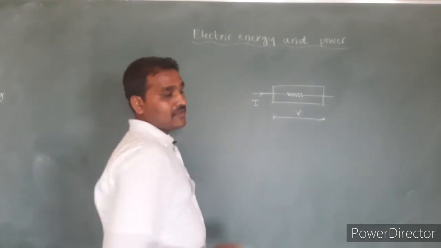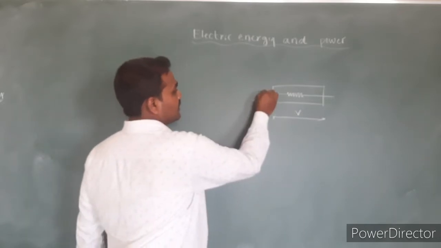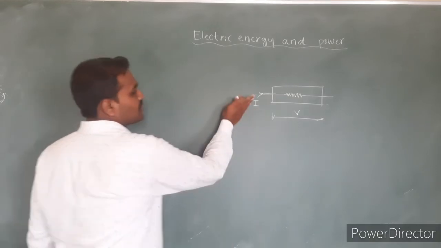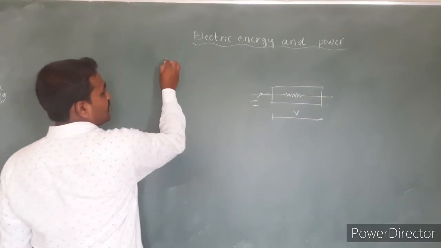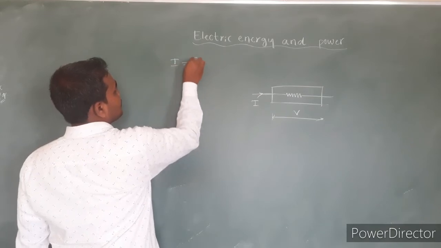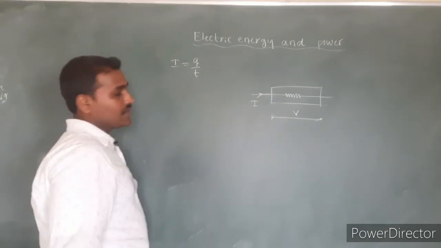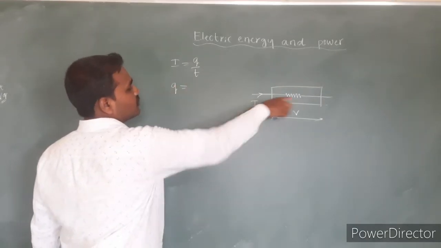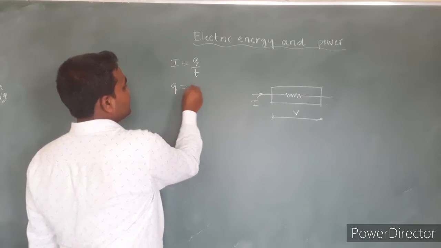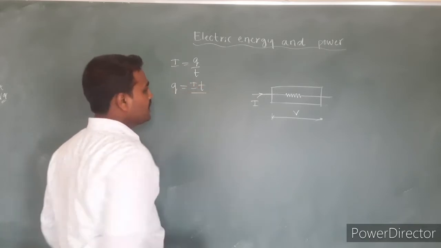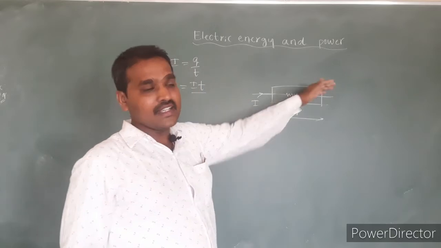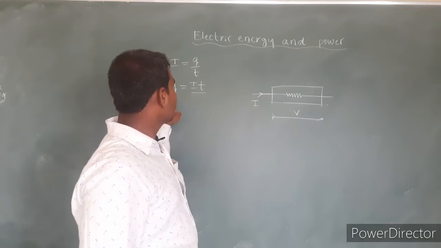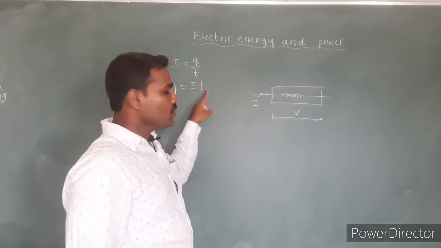Now let us write the expression for this electric energy. The current flowing through this electric device is I, so there will be some charges flowing through it. I know the definition of electric current is I equal to Q divided by T. So after a certain time T, let the charge flowing through the device be Q. This can be written as Q equal to I into T. Whenever there is flow of electric current, there will be some charge flowing through the device, and its magnitude is Q equal to I into T.